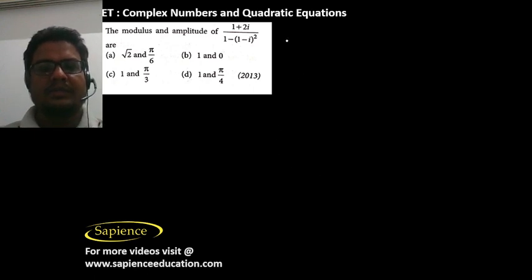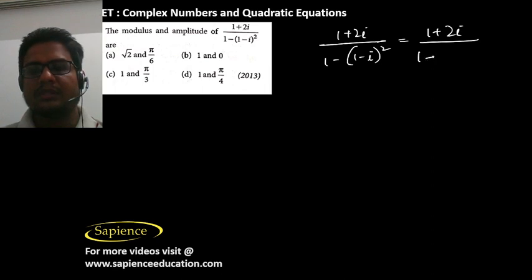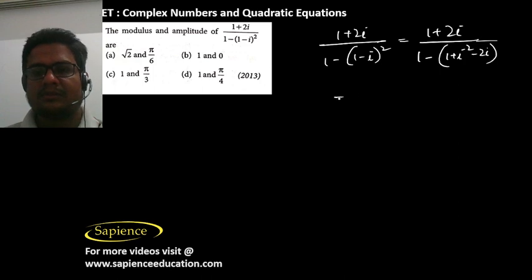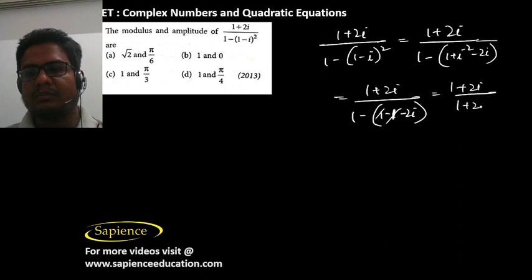Then we have to find the modulus and amplitude of this complex number, (1 minus 2i) by (1 minus i) whole square. So this we can first simplify. 1 plus 2i by 1 minus, this is 1 plus i square minus 2i. This will be 1 plus 2i divided by 1 minus 1 minus 2i. So 1 and 1 will cancel. So this will be 1 plus 2i by 1 plus 2i. So they will cancel, that is equal to 1. So this we can write 1 plus 0i.